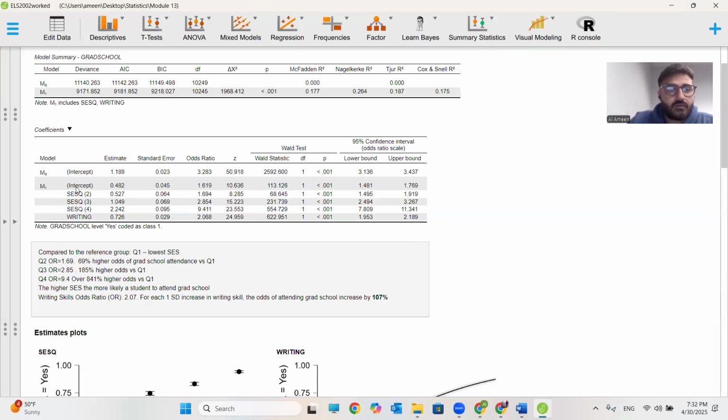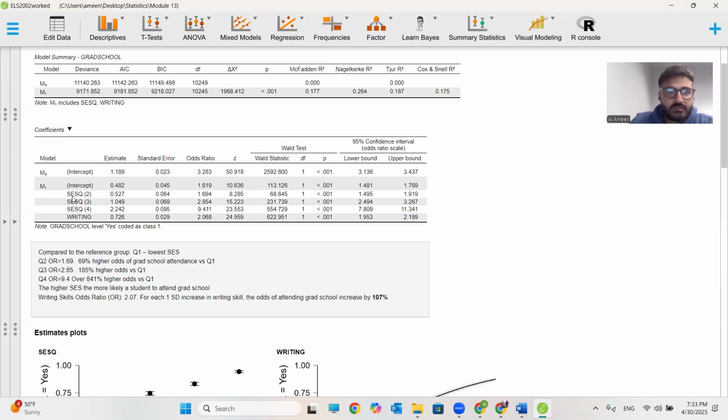We're looking at model 1 with the intercept. Basically, this is the reference group, which is the socioeconomic status quartile 1. And if we look at the odds ratio, it is higher than 1, which means that without comparing it to anything, people in the first quartile do have a probability of attending a grad school.